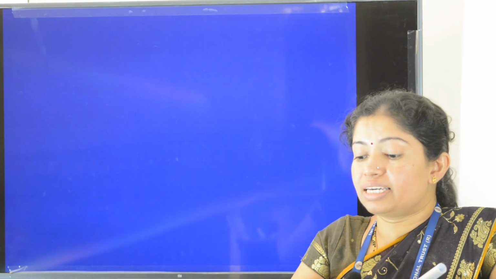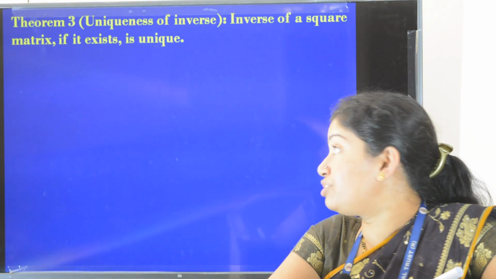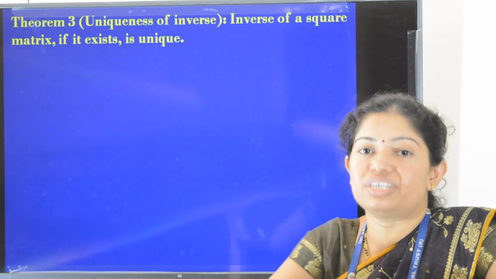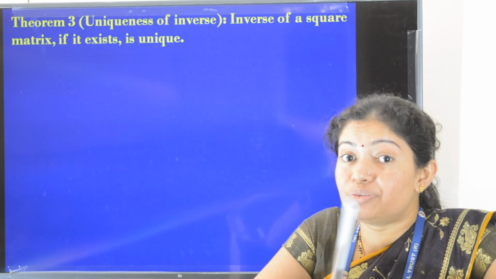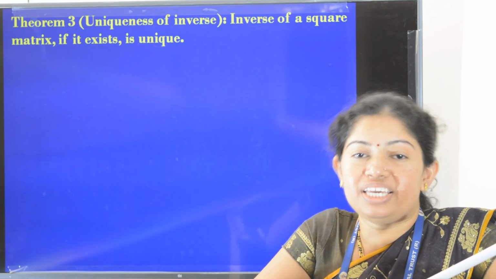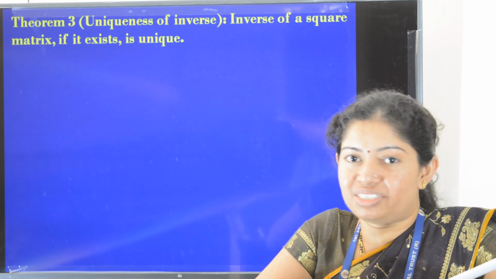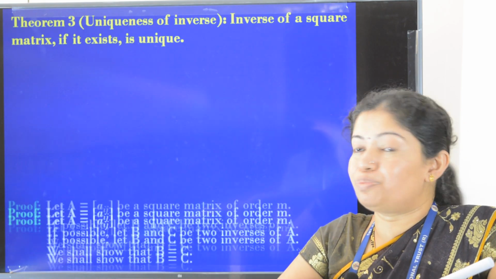Next, let us see two important theorems on the inverse of a matrix. The first theorem is the uniqueness of inverse. It means that if a square matrix has an inverse, then it is unique. It cannot have two or more inverses. So we need to prove this theorem. Let us start the proof.